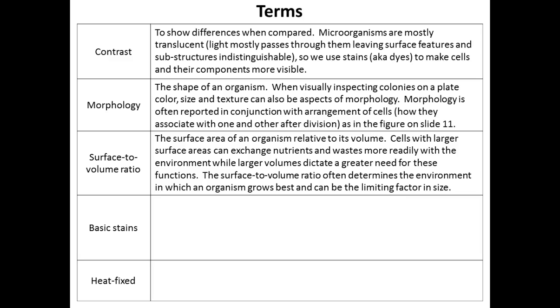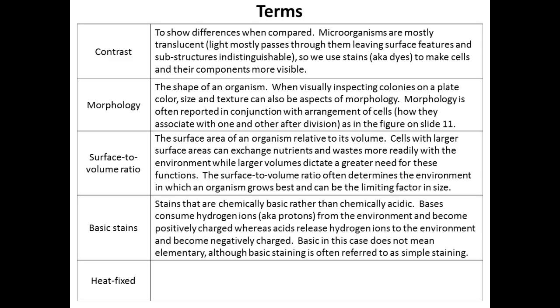So as I said, today we're going to stain. And there's two basic chemical formulas, you could say, or types of dyes that we use. Basic stains are the most widely used. And this means they consume hydrogen ion protons. They become positively charged. And therefore the environment will tend to become negatively charged.